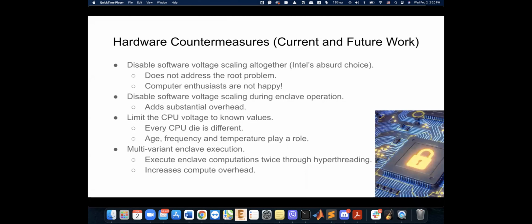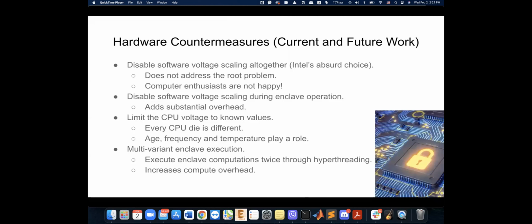Further, the next mitigation strategy is multivariant enclave execution, which implies that the processors could execute enclaved computations twice in parallel on two different cores and halt once the execution diverges, by leveraging the commodity hyperthreading features in Intel CPUs. However, this again leads to an increase in computational overhead. So all of the hardware countermeasures proposed in the paper have their inherent limitations and challenges.